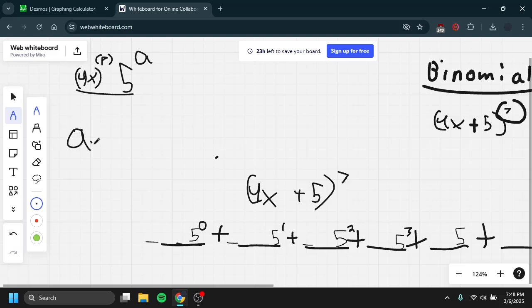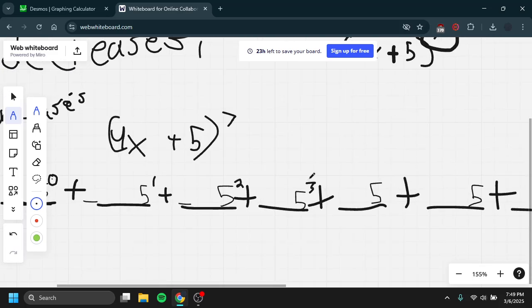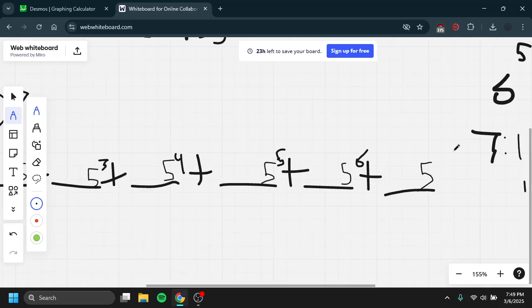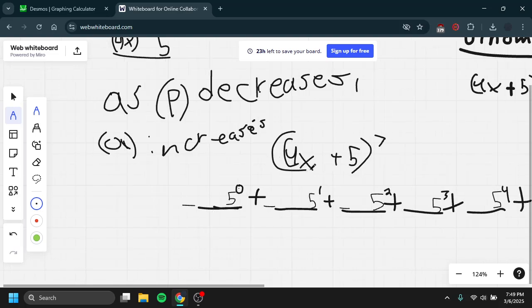So as p decreases, a increases. So 5 to the third, 5 to the fourth, fifth, sixth, and finally seventh. Now what we're going to do here is we have our 4x.